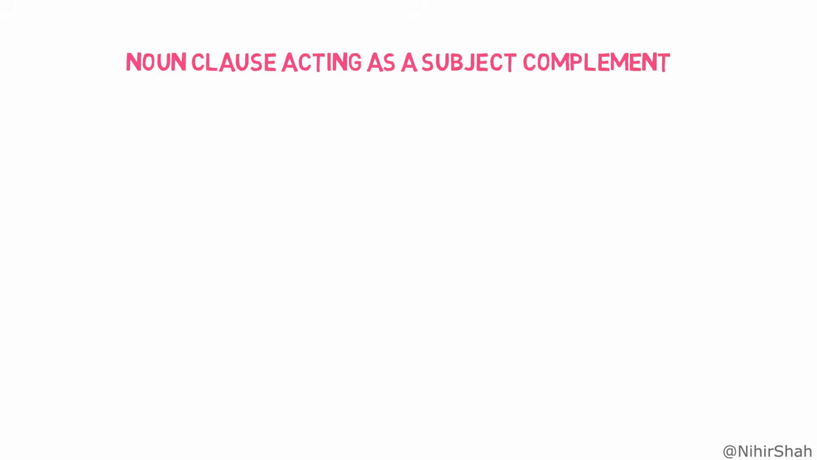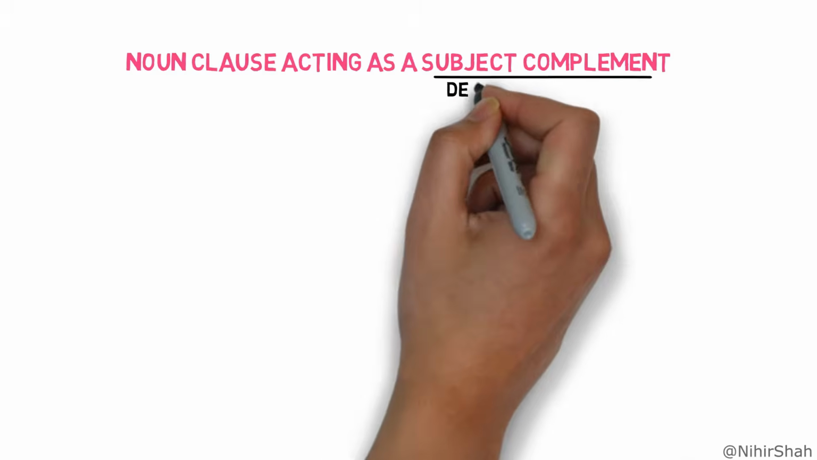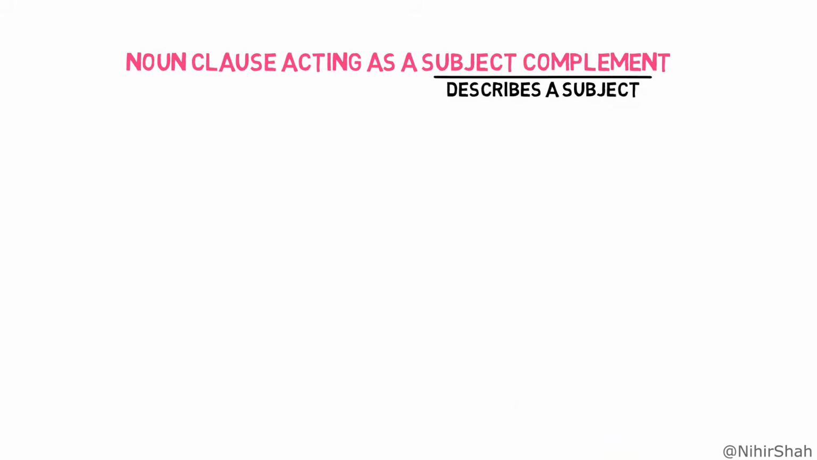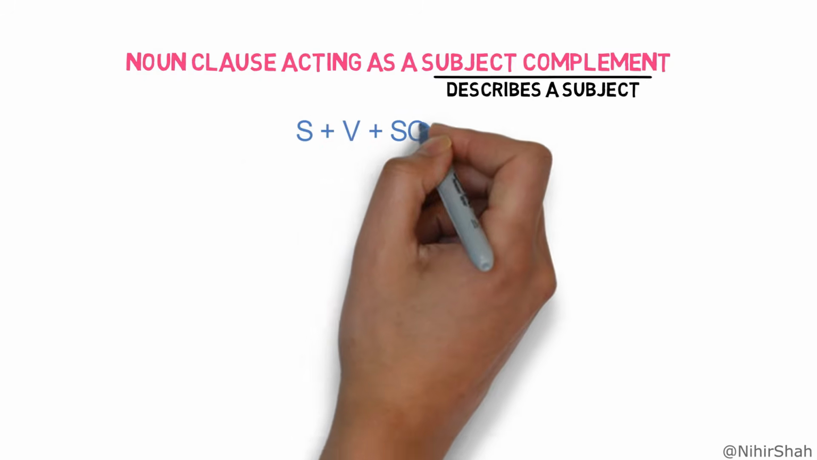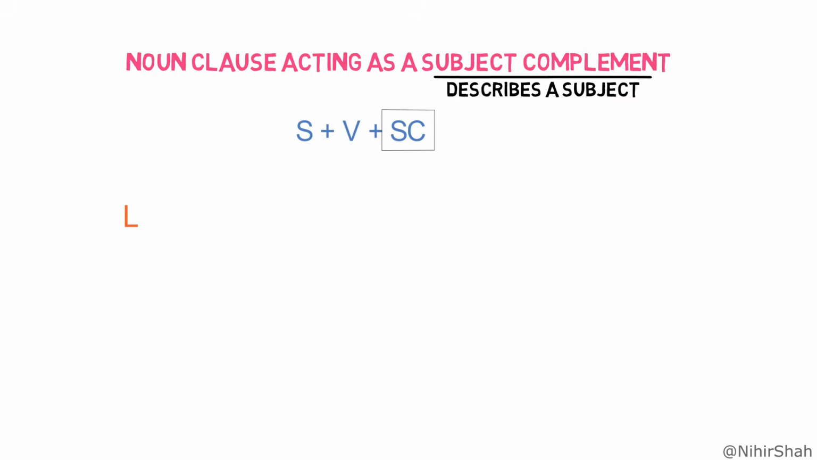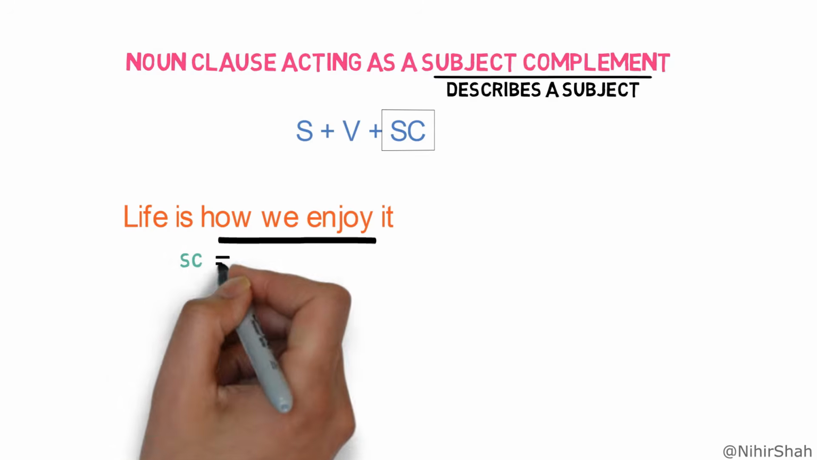Now, let's look into examples where a noun clause is used as a subject complement in the sentence. A subject complement identifies or describes the subject. Some people also call it an object. The sentence structure would be subject plus verb plus subject complement. For example, life is how we enjoy it. Here, how we enjoy it is acting as a subject complement.